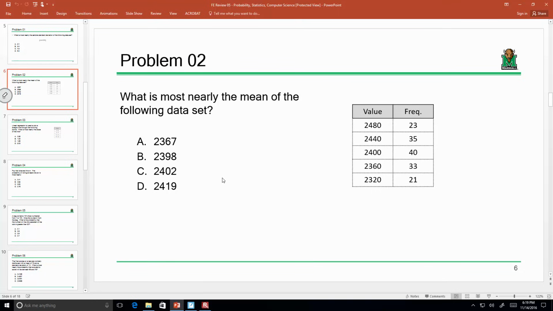Now I'm going to use the arrow cursors to go up to frequency on that first one, and then enter in the frequency. So 23, enter. 35, enter. 40, enter, or equals, I guess I should say. 33 equals, 21 equals. Then hit AC again. That'll put you back in your home screen.